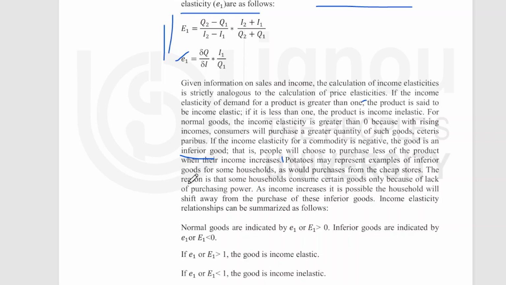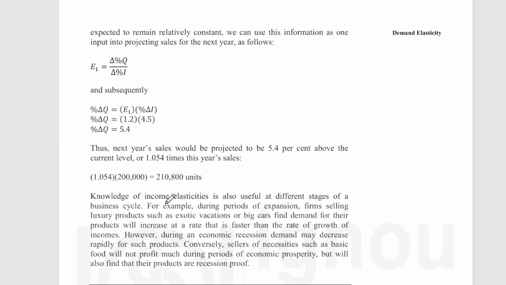And an example is also here. Okay, so knowledge of income elasticity is also useful at different stages of a business cycle. During a period of expansion, firms selling luxury products such as exotic vacations or big cars find demand for their product will increase at a rate that is faster than the rate of growth of income. However, during an economic recession, demand may decrease rapidly for such products. Conversely, the sellers of necessities such as basic food will not profit much during periods of economic prosperity, but will also find that their products are recession proof.